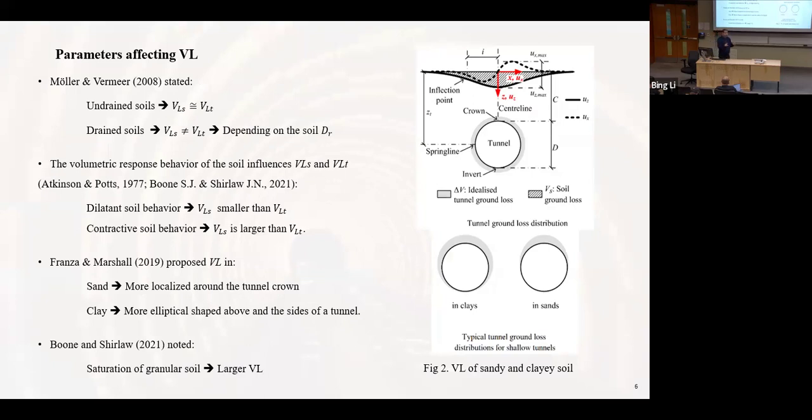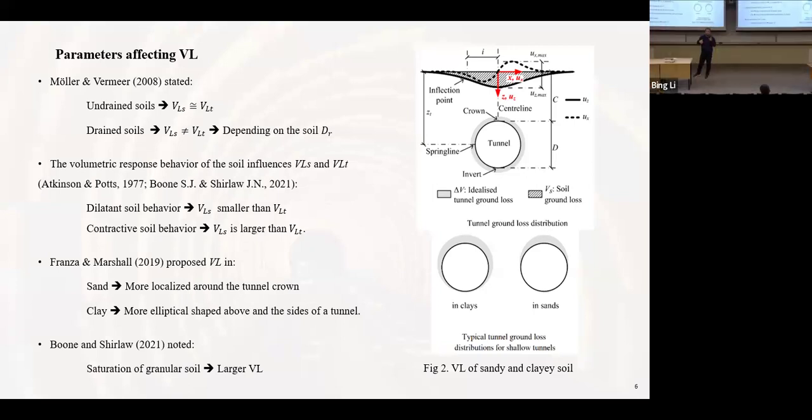For undrained soil like clay, volume loss at the ground surface and tunnel level is the same. For drained soils like sand, volume loss at the ground surface and tunnel level can actually be different. So if a designer tries to set a targeted volume loss at the tunnel level, it is not the same as at ground level, so it may cause some problems. It may result in settlement or heave or something like that.